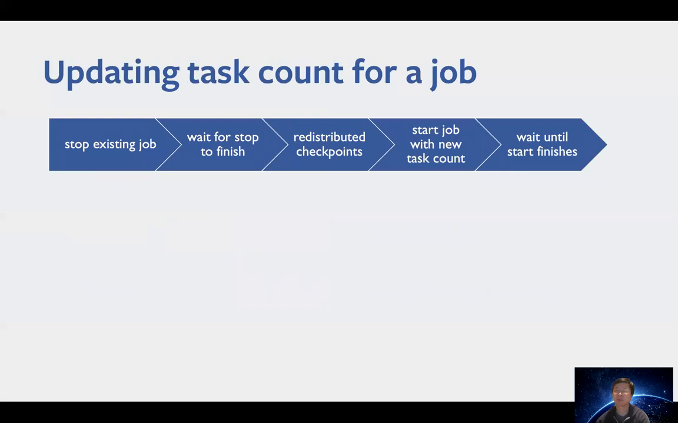Now we know the number of tasks. How do we update the jobs to the right number of tasks? First, let's take a look at the steps we need to update the task count for a job. First, we need to stop the existing jobs. Then we need to wait for the stop to finish. And we will redistribute the checkpoints to match the new task count. And we'll start the new jobs with the new task count. Finally, we'll wait for the whole thing to finish. Now let's see what can go wrong.